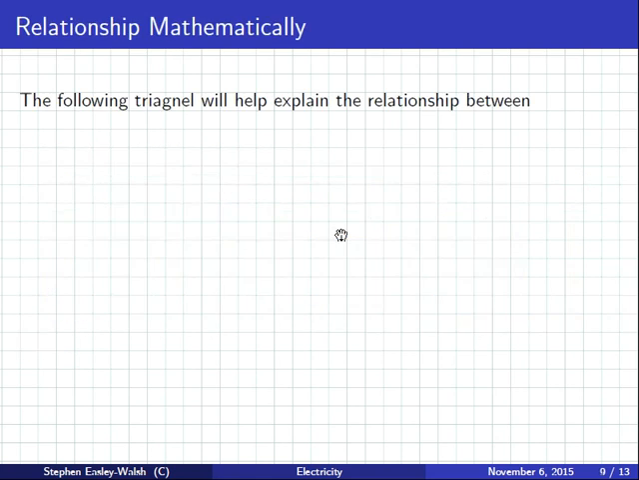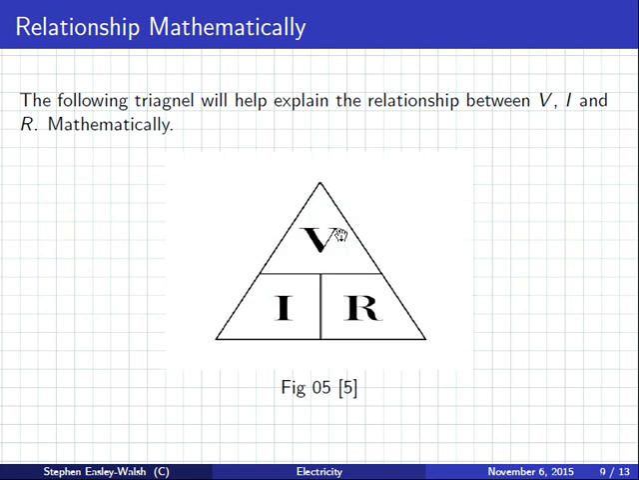That should say triangle. The following triangle will give us the relationship between V, I and R. This is it. You might have seen it before. So this can tell me voltage is current multiplied by resistance. Current is voltage over resistance. And resistance is voltage over current. So, just add this triangle to your notes. It's the VIR triangle.